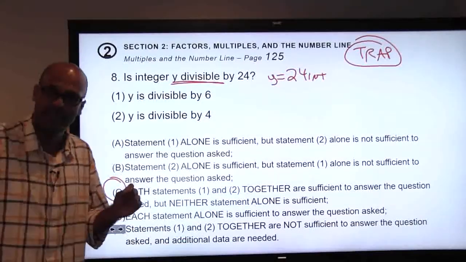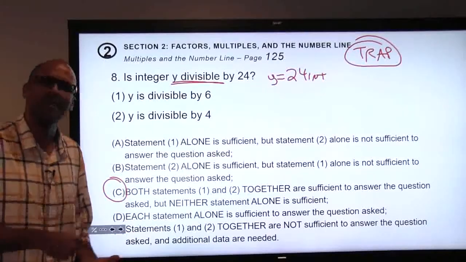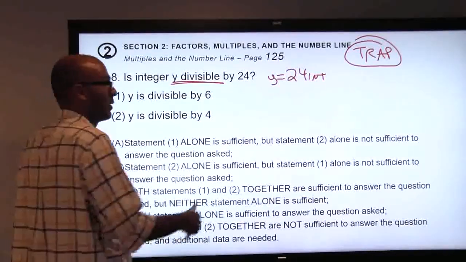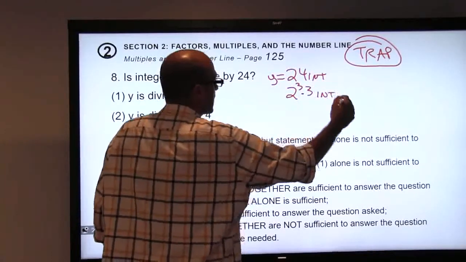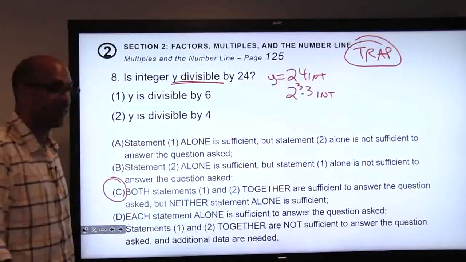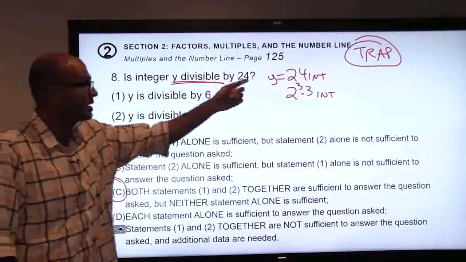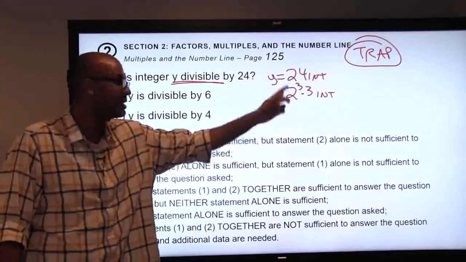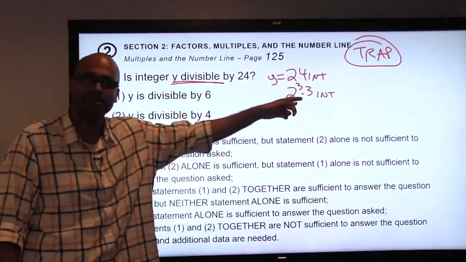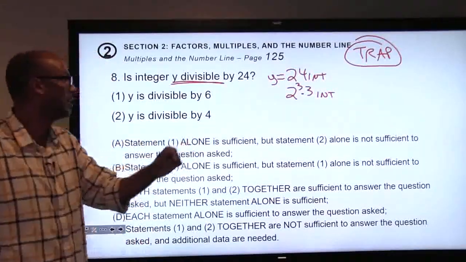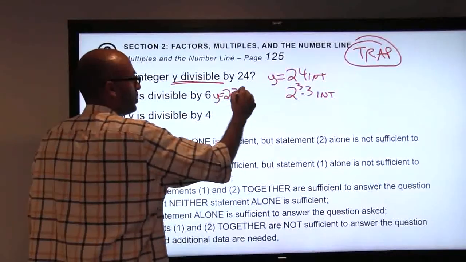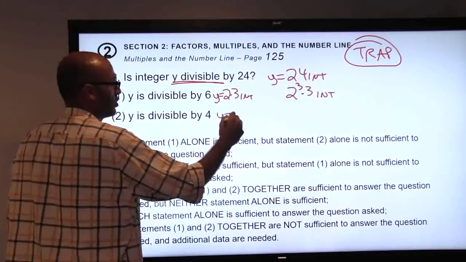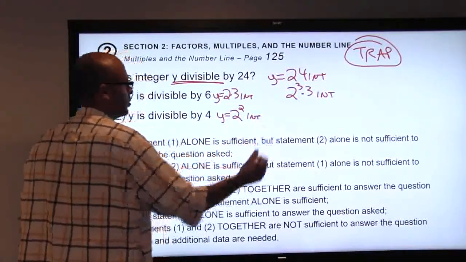Given that it's about divisibility, I like to break things down immediately to prime factors and exponents. So that's really saying 2 cubed times 3 times int. And thus the question is asking me, does y have 3 2's and a 3 in it? Just that simple. So then when I look at statement 1, it says you're a multiple of a 2 and a 3. Statement 2 says you're a multiple of 2 2's.